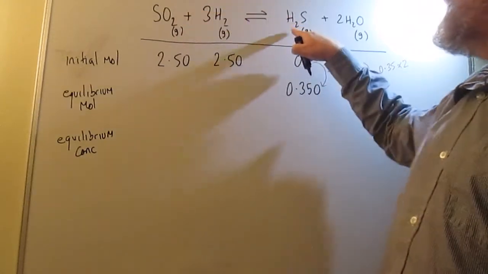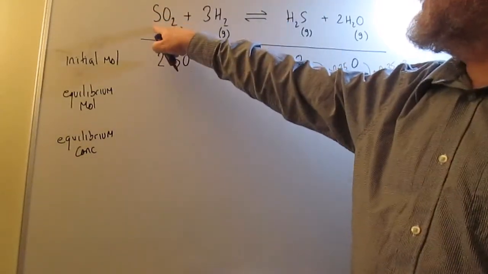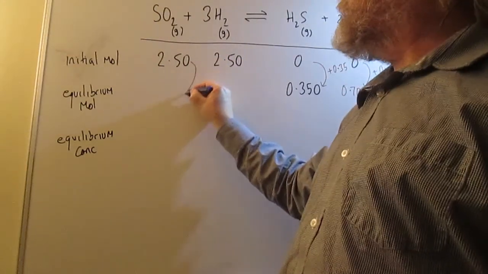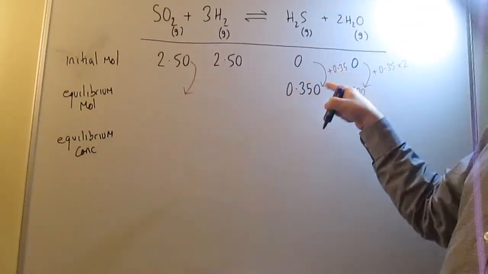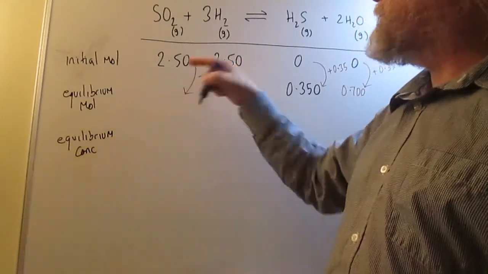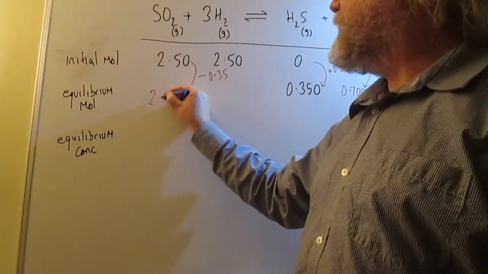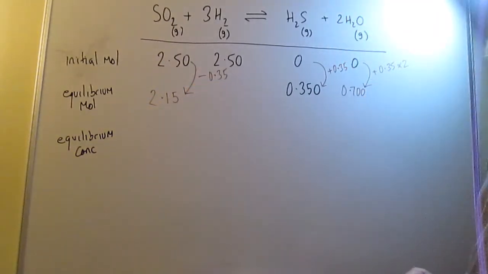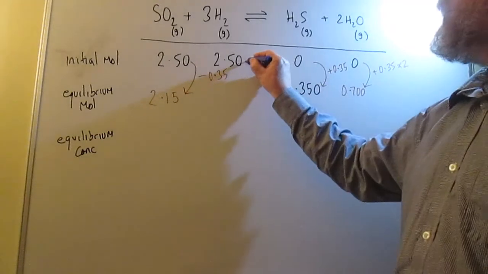Because if one H2S is formed, one SO2 is used up, because we've got 1 going to 1. So this is going to go down by the same amount that this went up, which is minus 0.35. And if we take 0.35 away from there, that gives us 2.15 moles of SO2.